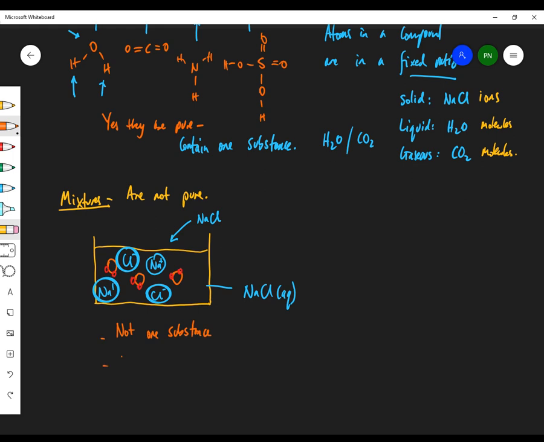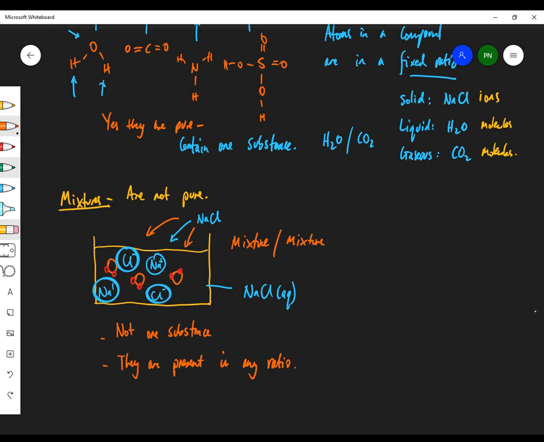And are they in a fixed ratio? No, they are not. They are present in any ratio. At the moment, if I've got sodium chloride in water, it's a mixture of two things. If I add more sodium chloride, it's still a mixture. If I add loads and loads of sodium chloride, it's still a mixture. If I add more water, it's still a mixture. So mixtures are not in a fixed ratio. We can add loads of one stuff, loads of another stuff. So mixtures are impure. Compounds are pure and elements are pure, but mixtures are impure.